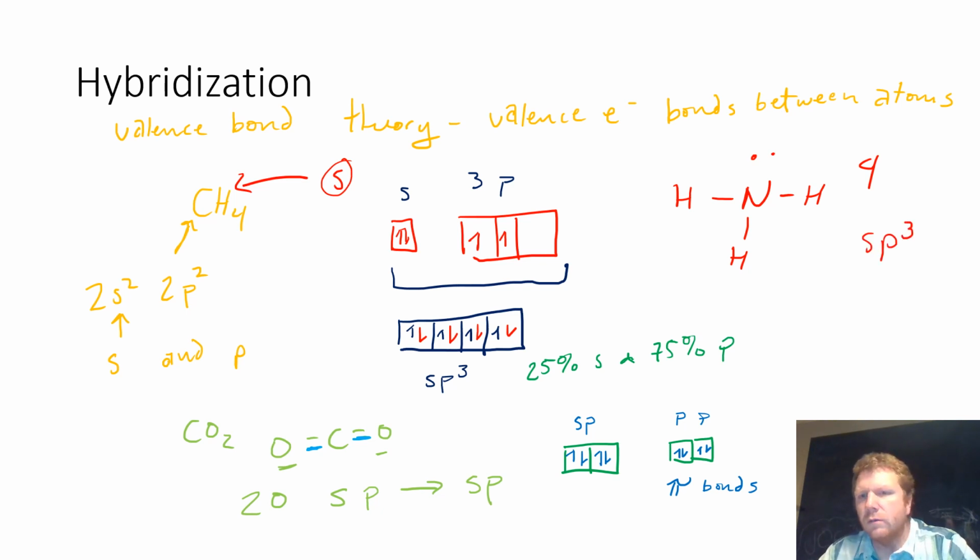Now what makes this kind of unique is our so-called electron domains: hydrogen, hydrogen, hydrogen, lone pair of electrons. They are different. We have 3 bonding domains and 1 non-bonding domain, so we have a total of 4 electron domains, making our molecule sp3 hybridized.